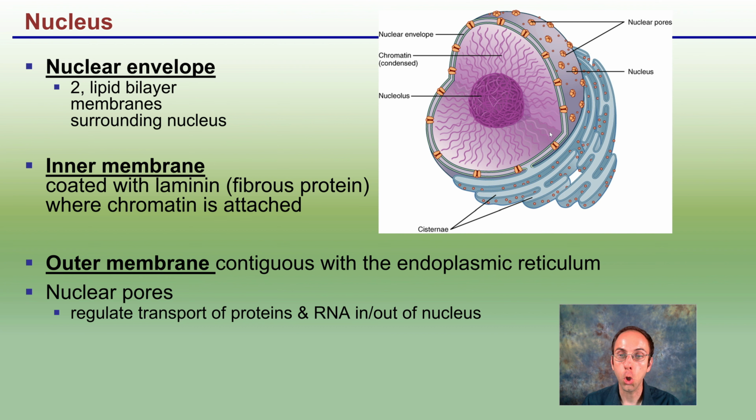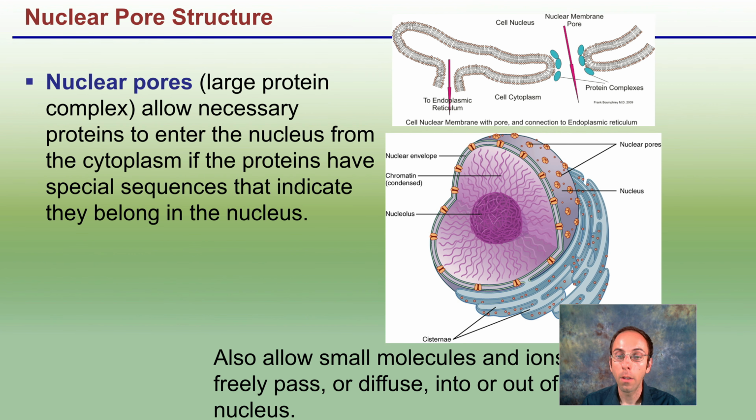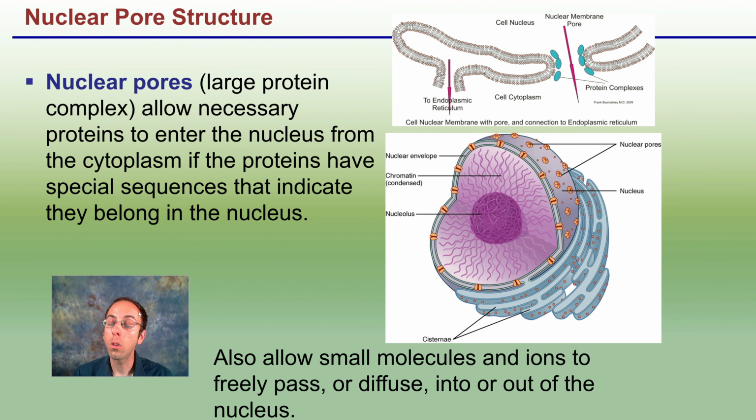We have very important nuclear pores, which regulate the transport of proteins and RNA in and out of the nucleus. They're pores, not holes, because they are a regulated step. The reason why the nucleus has these pores, which are very important, is that they're large protein complexes, and they allow necessary proteins to enter the nucleus from the cytoplasm, because they have special sequences that indicate that they belong in the nucleus.